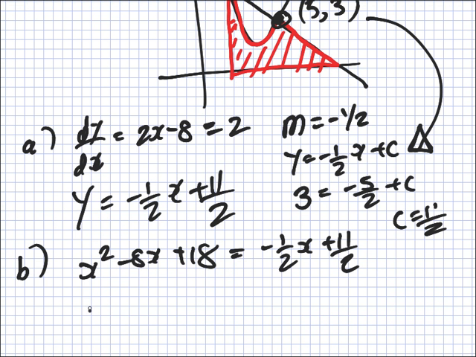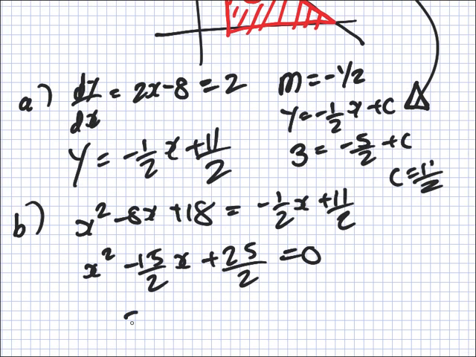I'll take everything to the left. x squared minus 15 over 2 x, is it? 18 minus 11 over 2, 36 minus 11 is 25 over 2, equals 0. Multiply by 2: 2x squared minus 15x plus 25 equals 0.